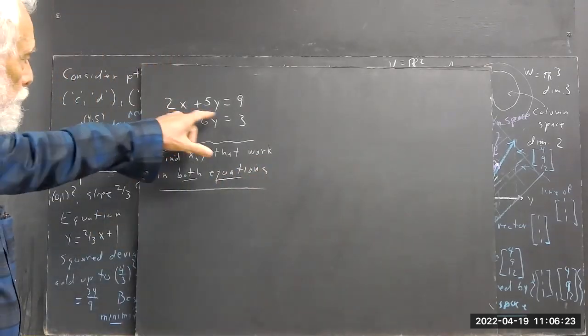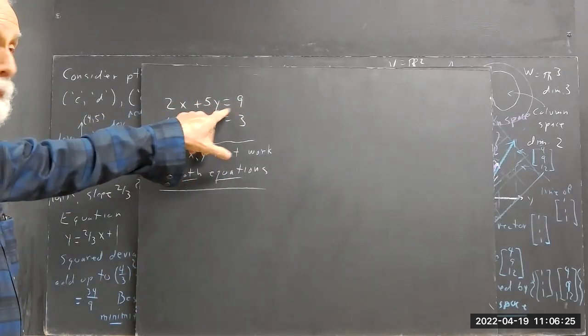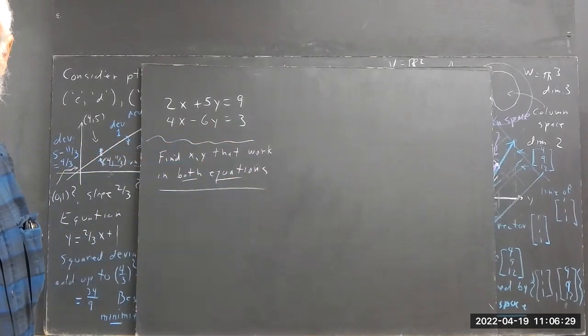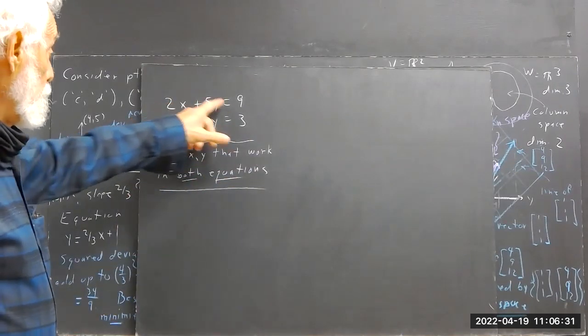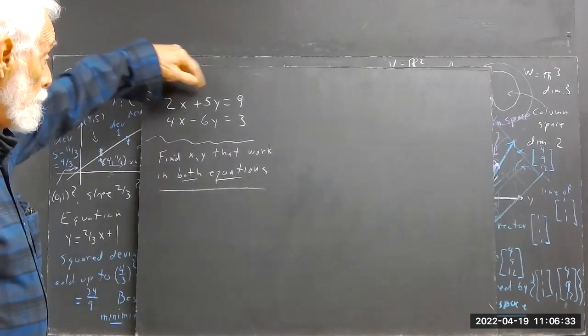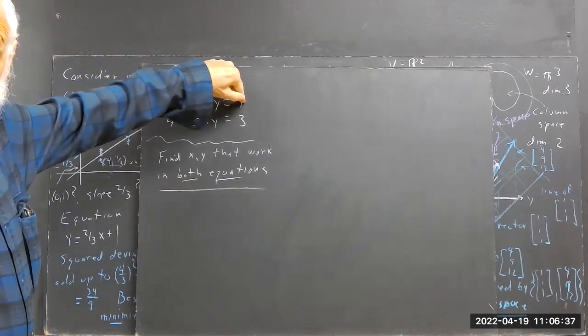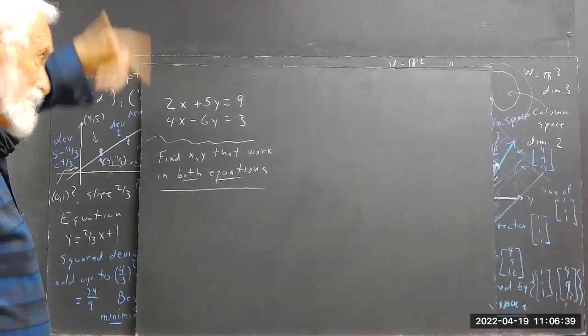We plug it in here, we get 9. If we plug the x and y in here, we get 9. If we plug the x and y in here, we get 3. That's easy to find an x and a y that work here. If x is 2 and y is 1, 2 times 2 is 4, 5 times 1 is 5, they add up to 9, right? But it doesn't work down here.